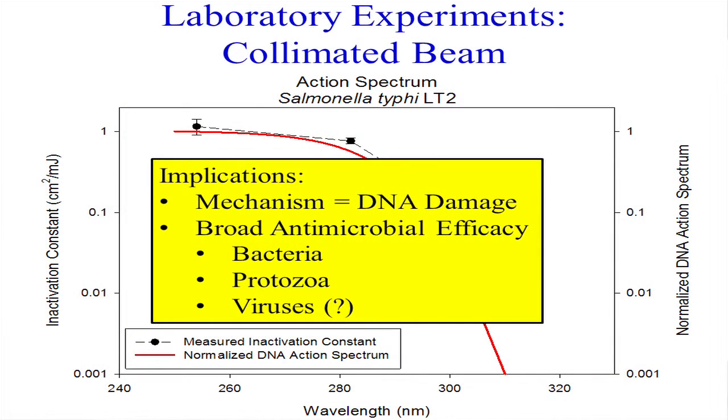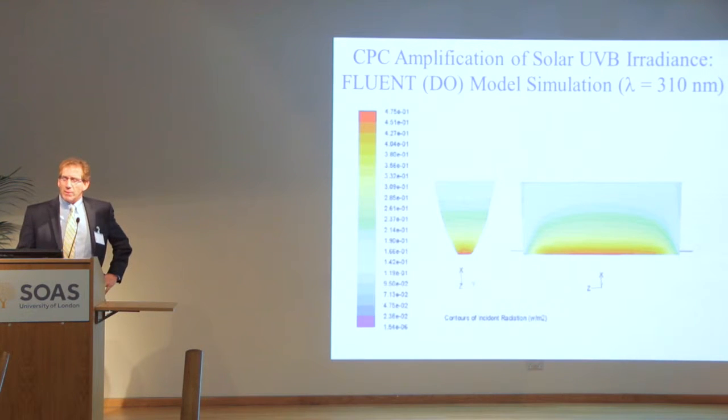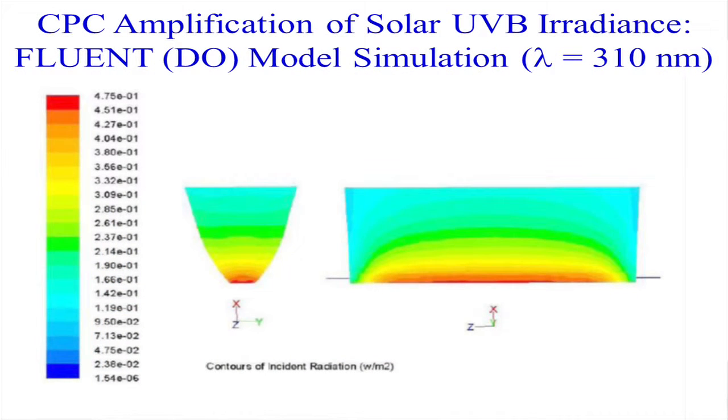That suggests broad antimicrobial efficacy against the same organisms that conventional UV systems are effective with, because it's the same mechanism. So we expect effective inactivation for bacteria, protozoa, and to a lesser degree viruses, and we've been able to demonstrate that so far. Some other modeling that we've done was for purposes of design of the system. This image here is a cross-section, and this is a different cross-section of the system.